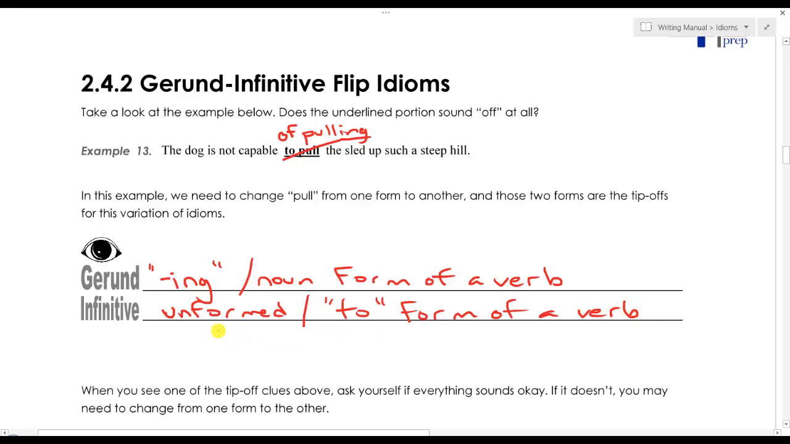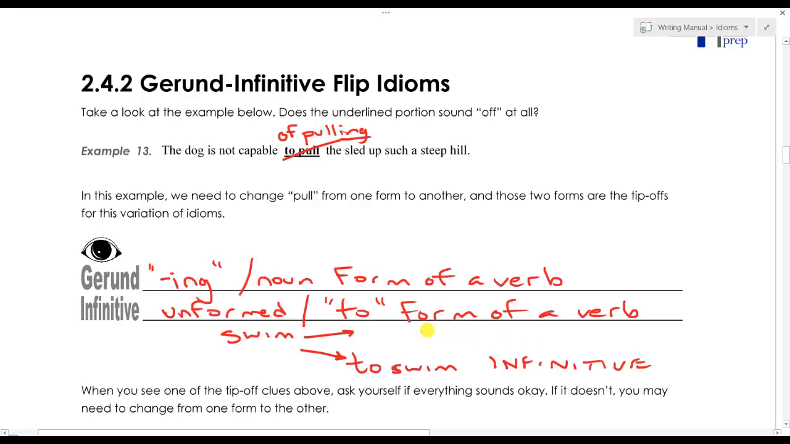So here is a really simple example. If you think about the verb swim, you can put swim into the very simple infinitive form, to swim. So notice that's simply the unformed version of swim with a to in front of it. This would be the infinitive.